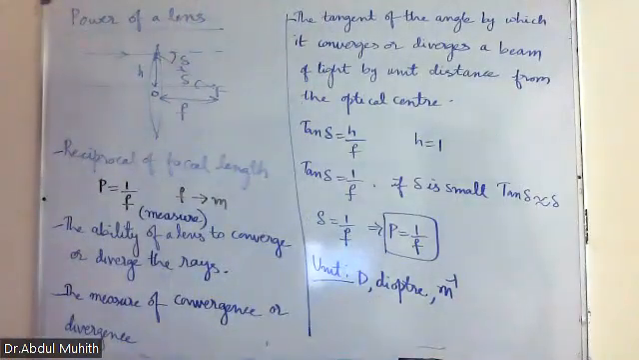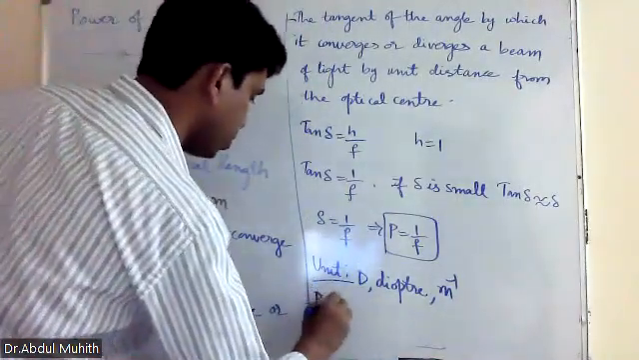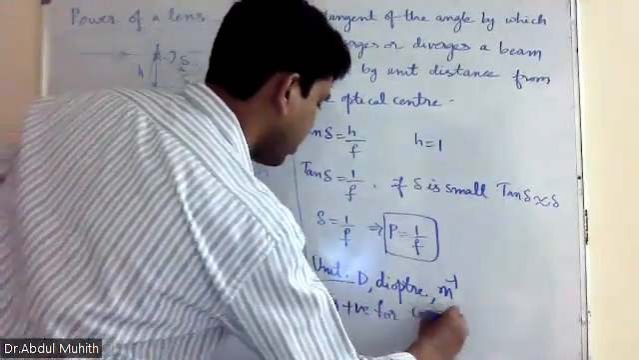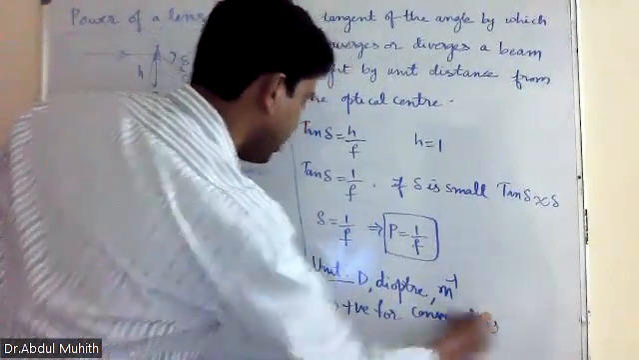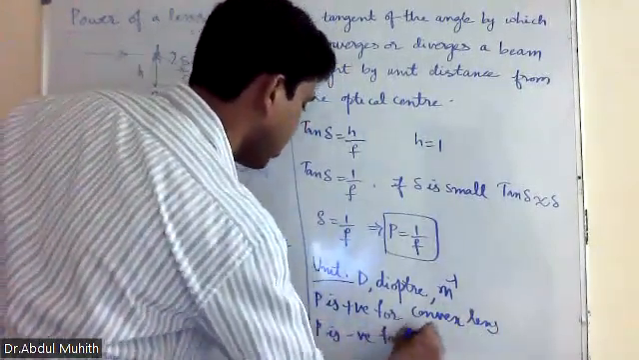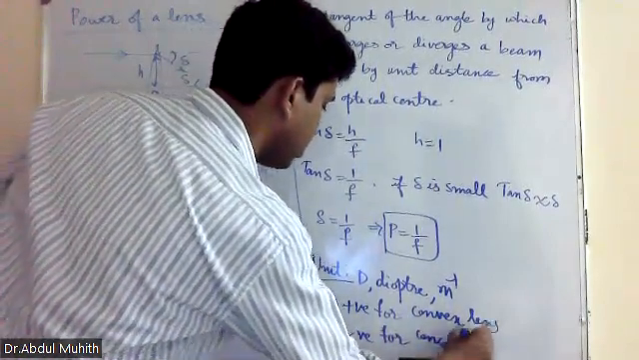And P is positive for which lens? Convex or concave? Convex lens. And P is negative for concave lens. Very good.